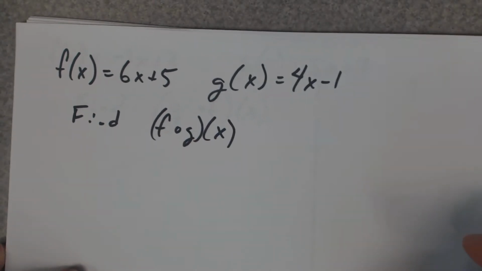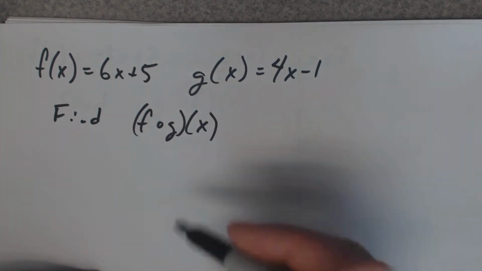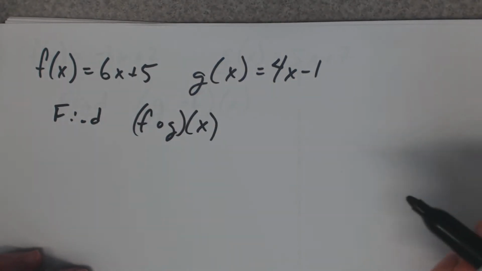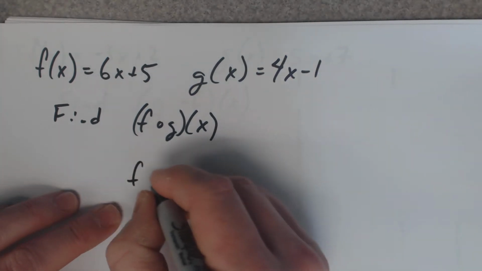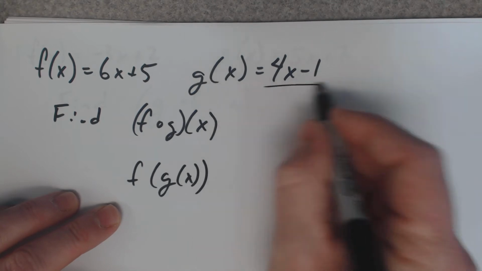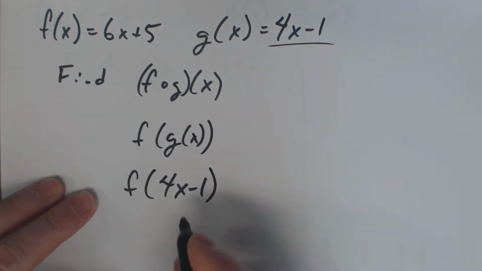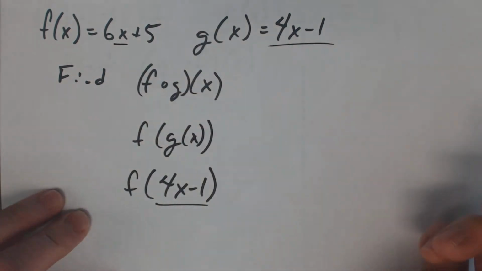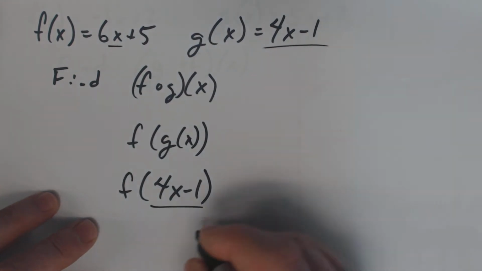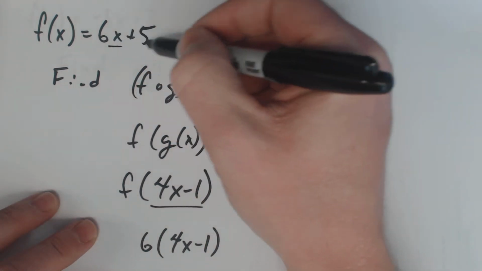There'll also be times when you're not given a value, you just want to find it where there's an x here. Sort of like what we did before, you just simplify, you plug stuff in and simplify. So it's f of g of x is what we're finding. So g of x is this guy. Alright, now we're going to plug that into f right there. So 6 parentheses 4x minus 1, that's what x is, plus 5.